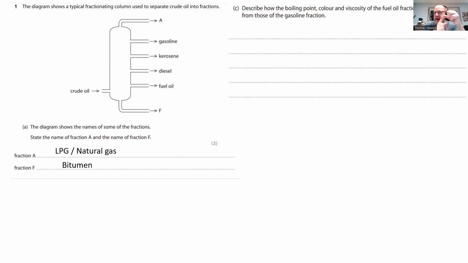Right, describe how the boiling point, color, viscosity, that's the thickness, of the fuel oil fraction differs from gasoline. So they've mentioned fuel oil first, so they want us to talk about fuel oil compared to gasoline. So fuel oil is a bigger molecule. It's going to have a higher boiling point. What about its color? Well, its color will be darker. And what about the thickness? Well, the viscosity will be higher, or it will be less runny. So higher boiling point, darker, thicker, more viscous, or less runny.